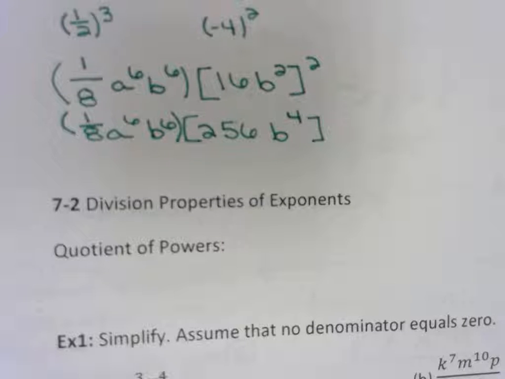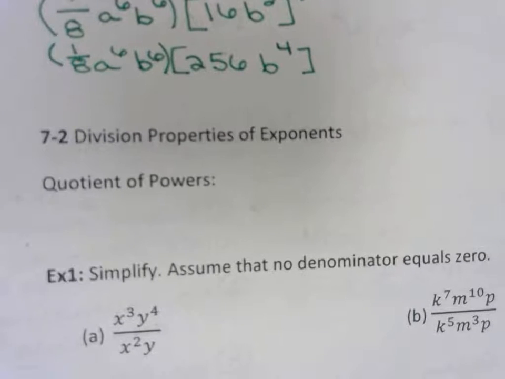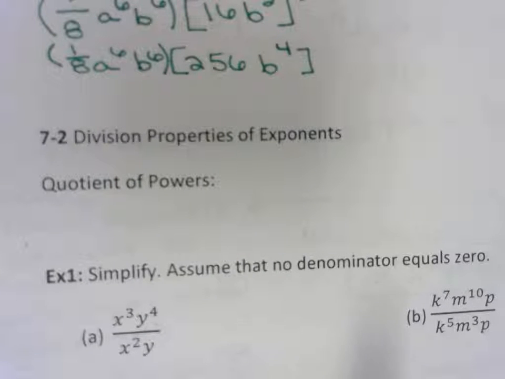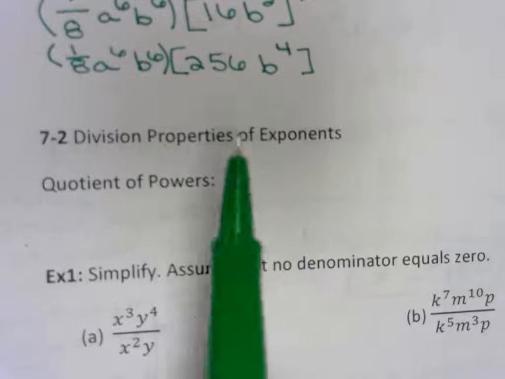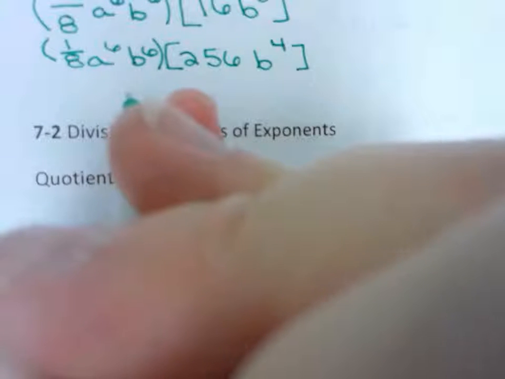I'm multiplying, so let's multiply. My whole numbers. What is 1/8 times 256? How do I figure out 256 over 8? What is 256 divided by 8? Is it 32? I don't know off the top of my head. Do it on a calculator. It sounds right, but try it real quick. 256 divided by 8. If you have a calculator, do this, please. 32.